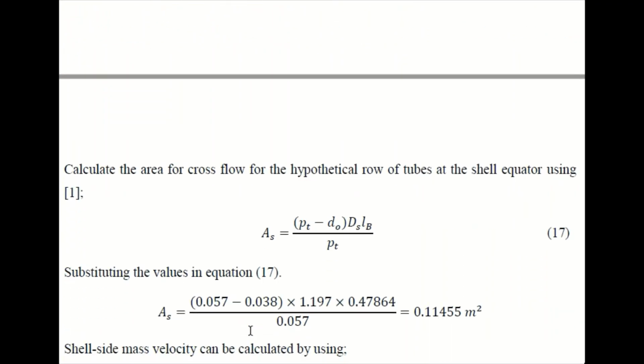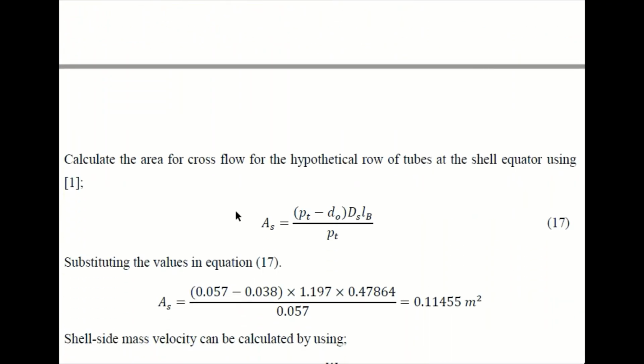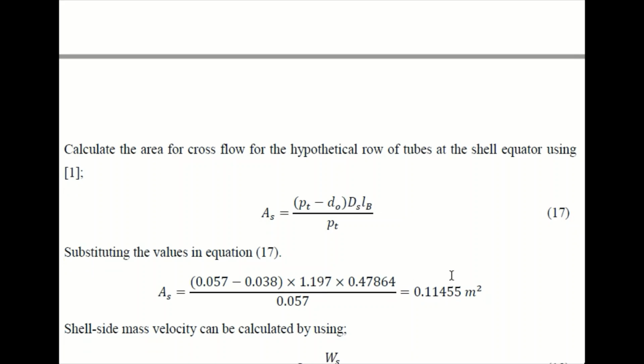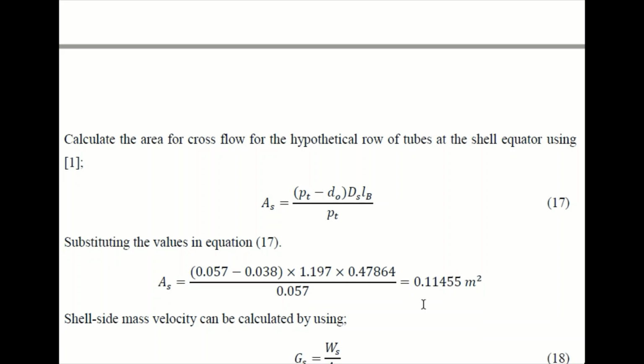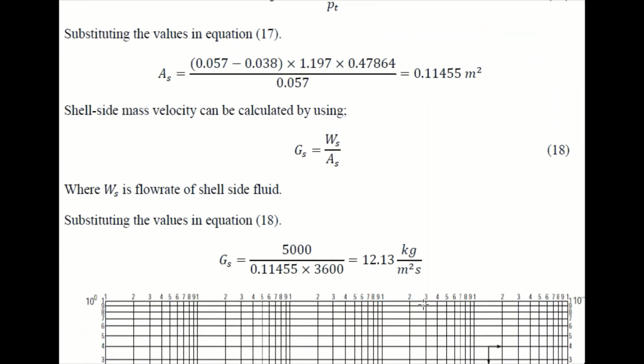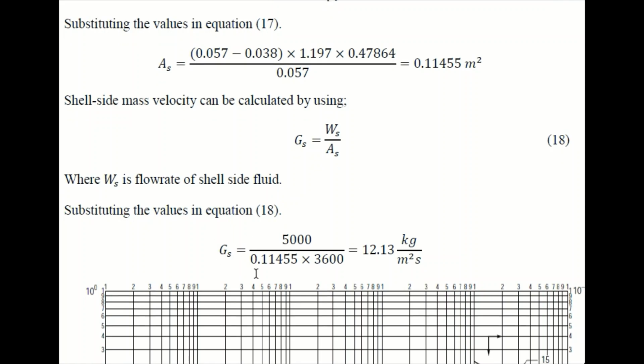Then we need to move forward to calculate the area for cross flow. So we have pretty much all of these parameters like tube pitch, tube outside diameter, shell diameter, and baffle spacing. So after substituting these values, we can calculate the value of AS. Then we need to calculate the shell side mass velocity. So this is flow rate, it is divided by this area which we determined in the previous step. So we can easily calculate this GS value.